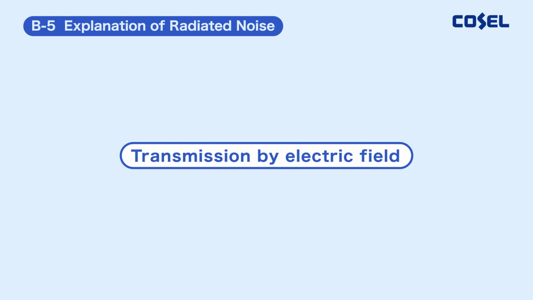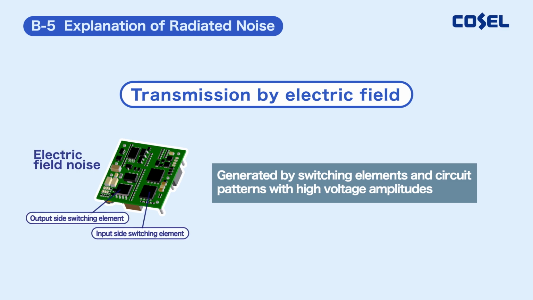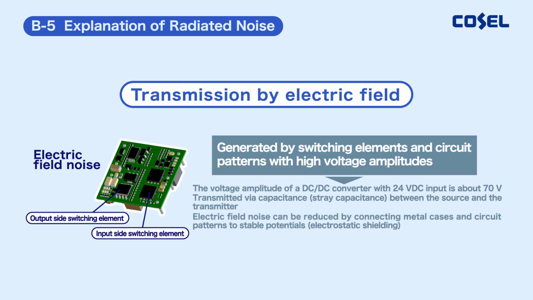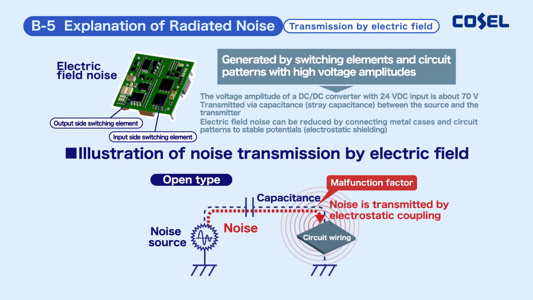Next, I'll explain transmission by electric field. Electric field noise is generated by switching elements and circuit patterns with high voltage amplitudes. The switching operating voltage of a DC-DC converter with a 24 VDC input is approximately 70 volts. Electric field noise is transmitted by the return of the capacitance between the noise source and the control circuit.